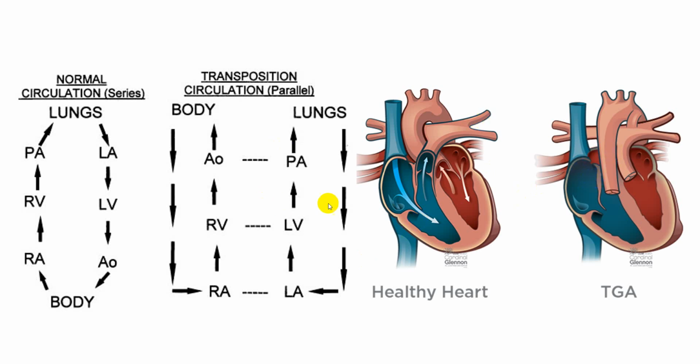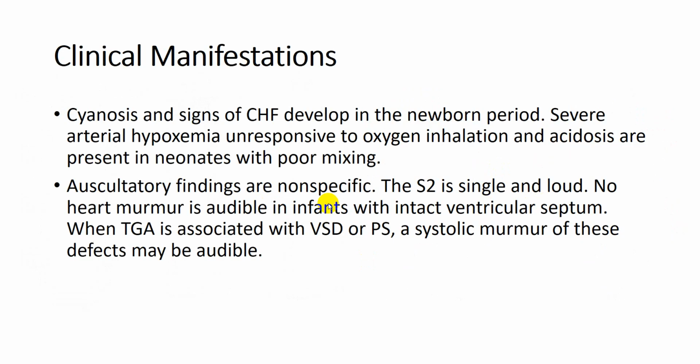Clinical manifestations: cyanosis and signs of congestive heart failure develop in the newborn period. Severe arterial hypoxemia in response to oxygen inhalation and acidosis are present in neonates with poor mixing. Auscultatory findings are non-specific. The S2 is single and loud. Sometimes no heart murmur is audible in an infant with intact ventricular septum.